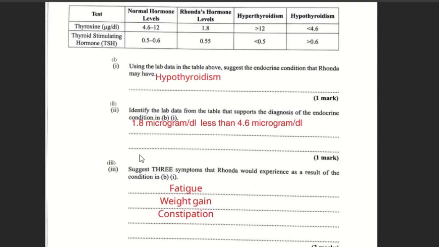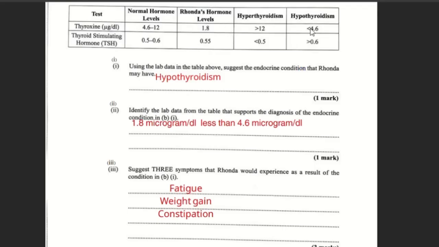So basically, this table is showing us the test for thyroxine and thyroid stimulating hormone. The normal levels for thyroxine should be between 4.6 to 12, and for the TSH, the normal level should be between 0.5 to 0.6, right? So now we have Rhonda's levels. Rhonda's levels are 1.8 and then 0.55. So what we're going to look at is the thyroxine part here.